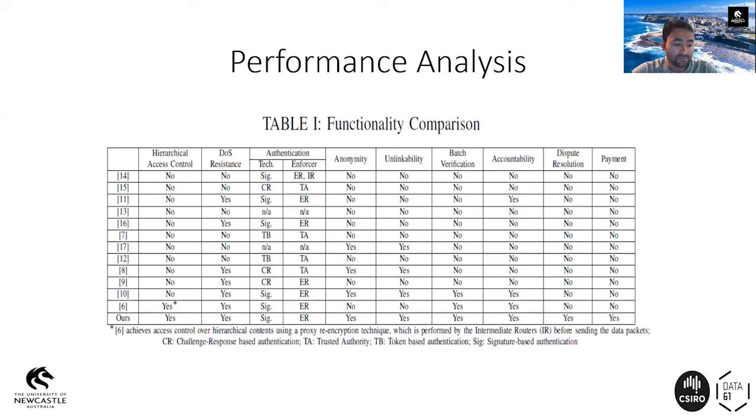This is the functionality comparison table of our scheme with some related works. As we can see, our scheme supports all the essential functionalities, including access control over hierarchical content, denial of service attack resistance, authentication, anonymity, unlinkability, batch verification, accountability, dispute resolution, and a payment mechanism also.